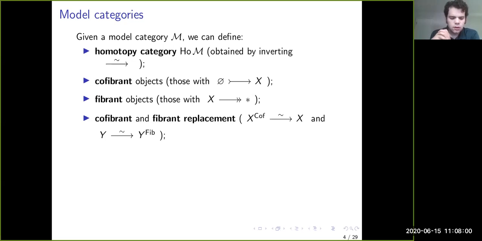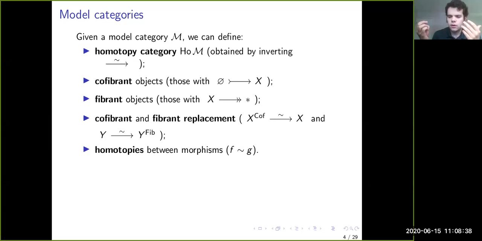And these objects sort of capture all of the homotopy theory that's happening in a model category, in the sense that any object is weakly equivalent to one which is both cofibrant and fibrant. So we have these procedures that we call cofibrant replacement, where given any object X, we can get a weak equivalence into X from some cofibrant object. And likewise, we can do a fibrant replacement where we get a map from any object, which is a weak equivalence, into a fibrant object.